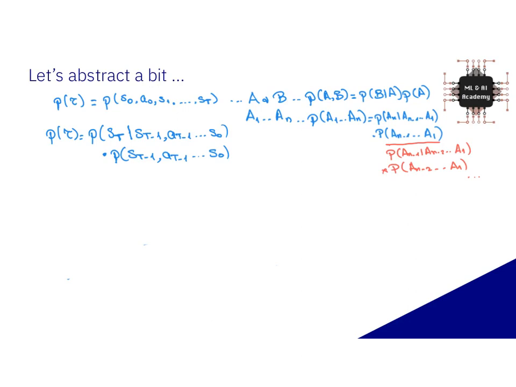Good. So we just simply applied the chain rule from this equation to this equation. So we said we're going to have s_t conditioned on everything else, analogously a_n conditioned on everything else, times the joint of the remaining events, which in this case is s_{t-1}, a_{t-1}, up to s_0. Analogously here, the other remaining events are a_{n-1} up to a_1.